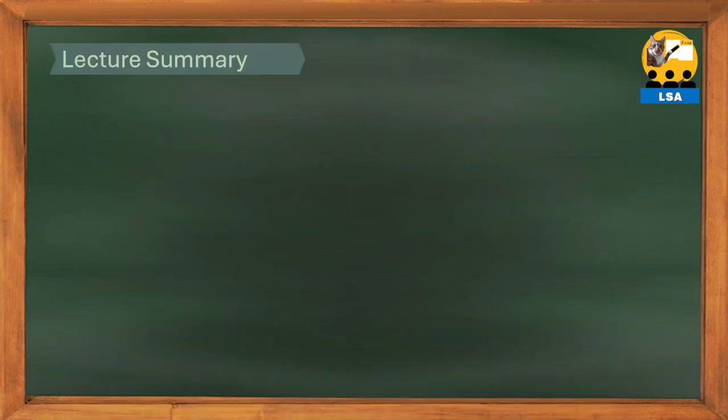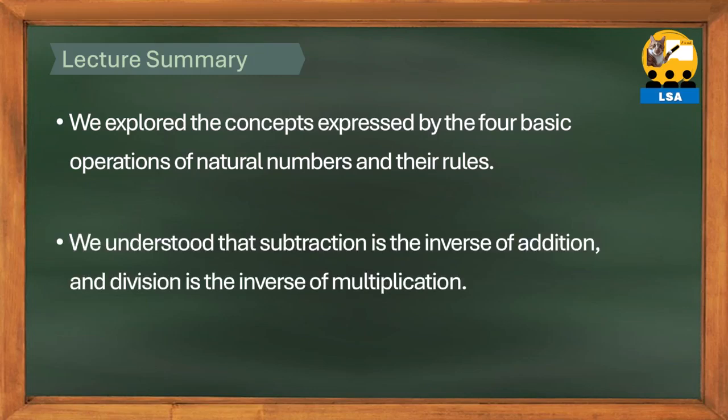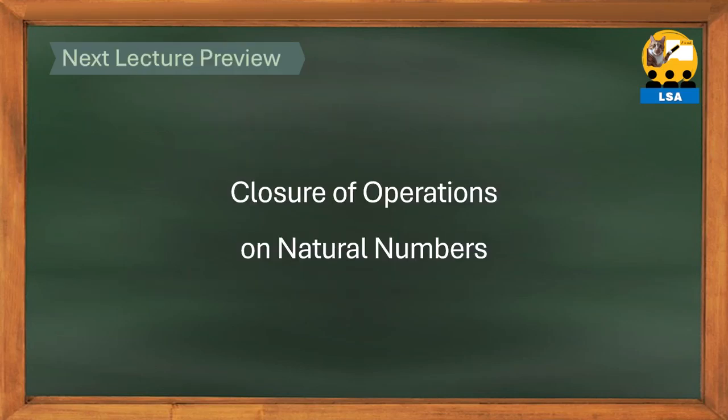So far we have explored the concepts expressed by the 4 basic operations and their rules as operations of natural numbers. According to the operation rules and the definition of inverse operations, we also understood that subtraction is the inverse of addition and division is the inverse of multiplication. In the next class, we will learn about the closure property of natural number operations within the set of natural numbers. This concludes today's lecture.